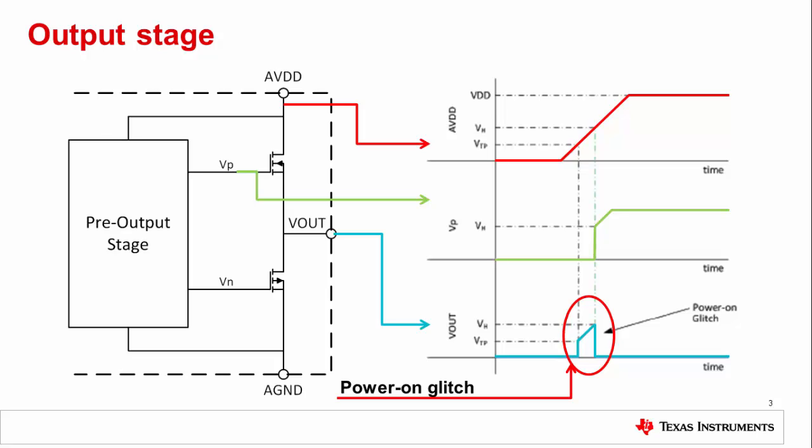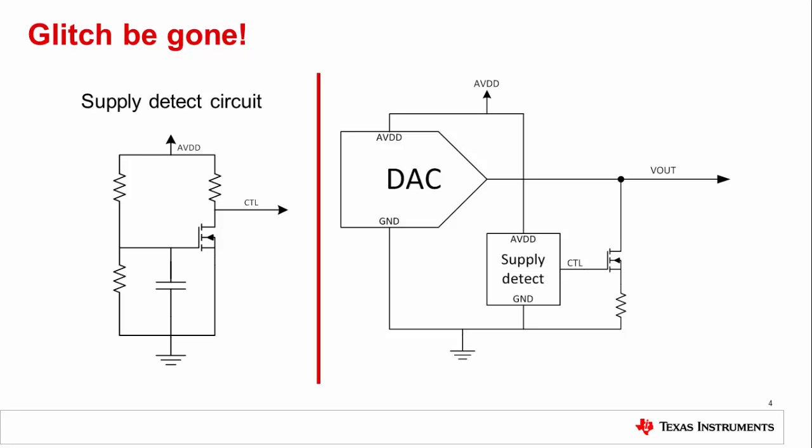Keep in mind that this behavior is most prominent in older devices, since newer products include on-chip mitigation of power on glitch. However, if you are indeed running into this problem, the best fix is to add an external output grounding circuit. The principle here is that the output is tied to ground by a switch while the DAC is powering on. Once the supplies are completely powered on, the DAC can resume normal operation.